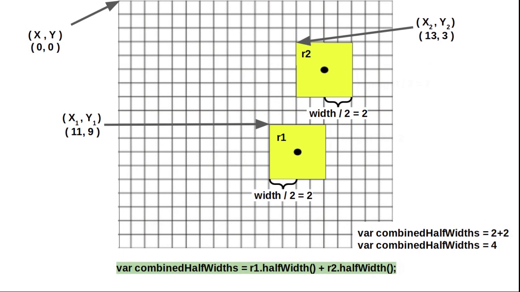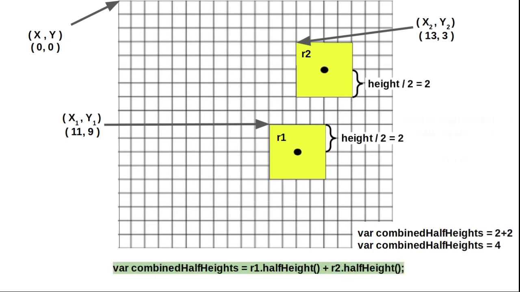In this line, a variable called combinedHalfWidths is created. It is then set equal to the sum of half of R1's width plus half of R2's width. In this example, R1 and R2 are both 4 pixels wide, so half of their widths is 2 each. 2 plus 2 is 4, so combinedHalfWidths is equal to 4.